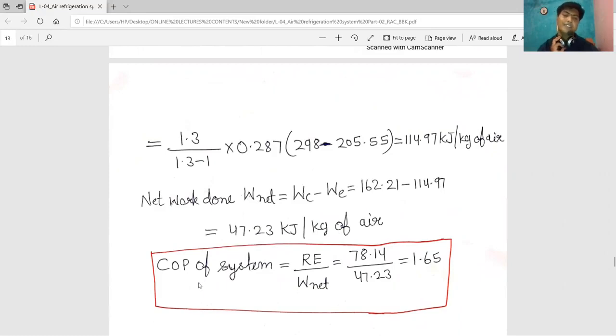Now calculate the COP of the system. COP of the system is calculated by refrigeration effect divided by net work. Here mass of air, or refrigerant, is taken as 1. That's why RE is in terms of per kg and W net is in terms of per kg. Put the values and we get COP of the system is equal to 1.65.